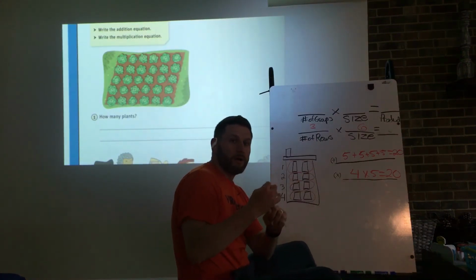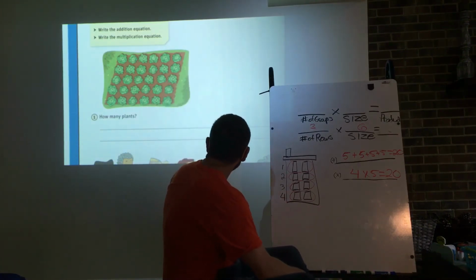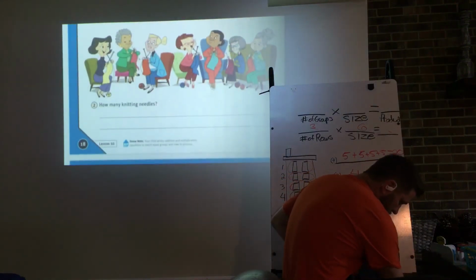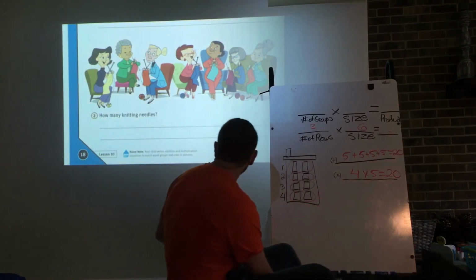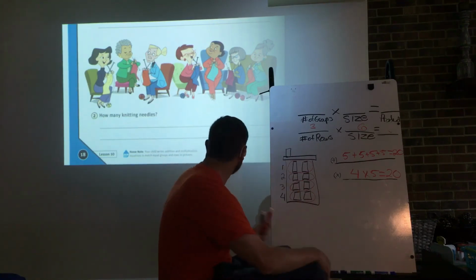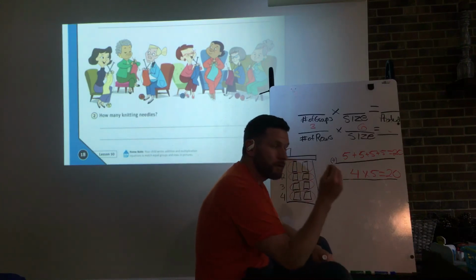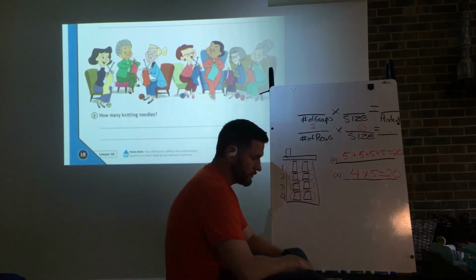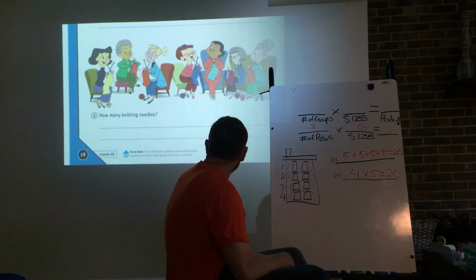But I need addition sentence and a multiplication sentence for the garden, for the number of plants, and then for how many knitting needles. So I'll help you. Everyone has 2 knitting needles. So how many old ladies are there knitting? So I need addition sentence and a multiplication sentence. That's 2 questions. And that is the second lesson of this week.